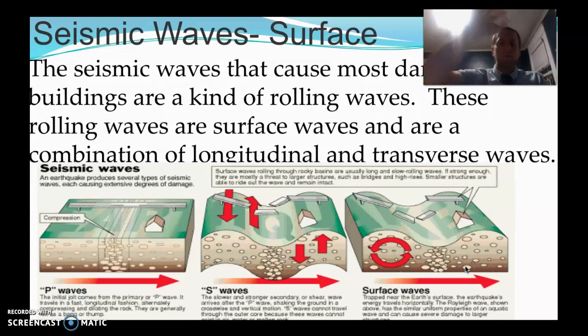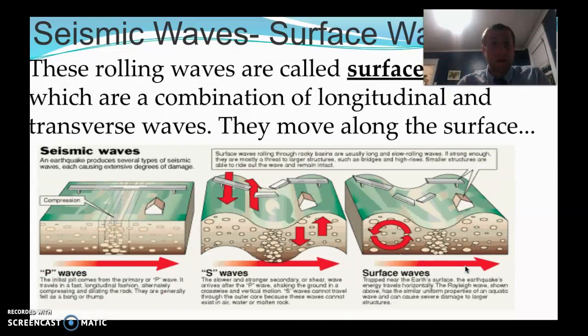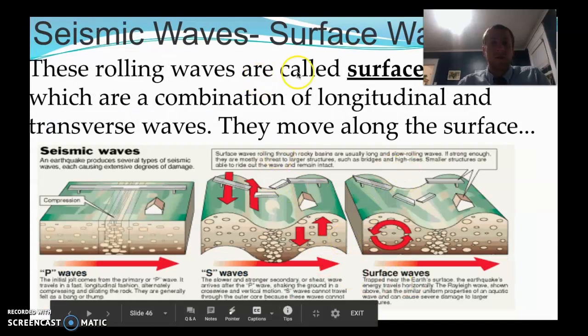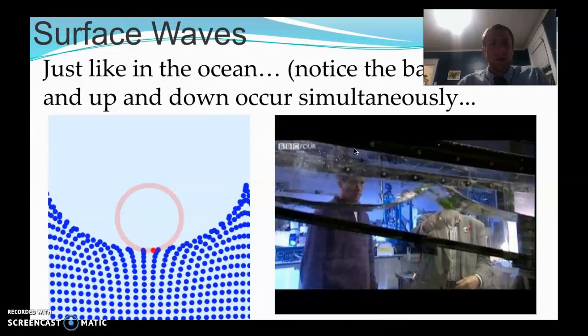So these circular waves are called surface waves. And they really are the most damaging. There's a couple different types of surface waves because you can have one this way, you can have one this way. You can actually have kind of like all of them at the same time. And of course they have names. These rolling waves, like I said, are called surface waves because they move on the surface.